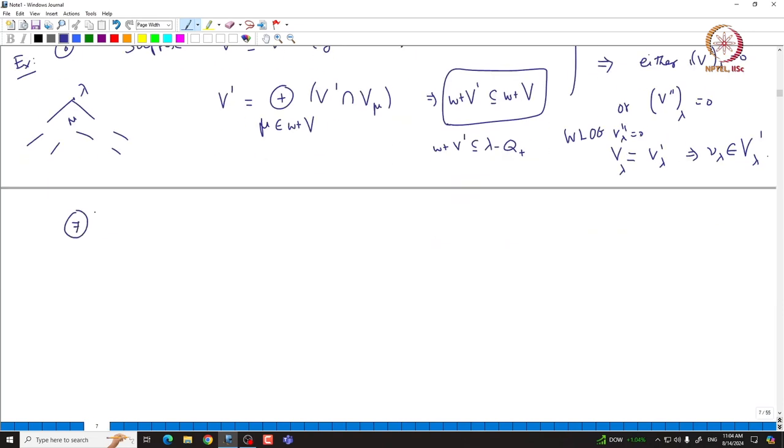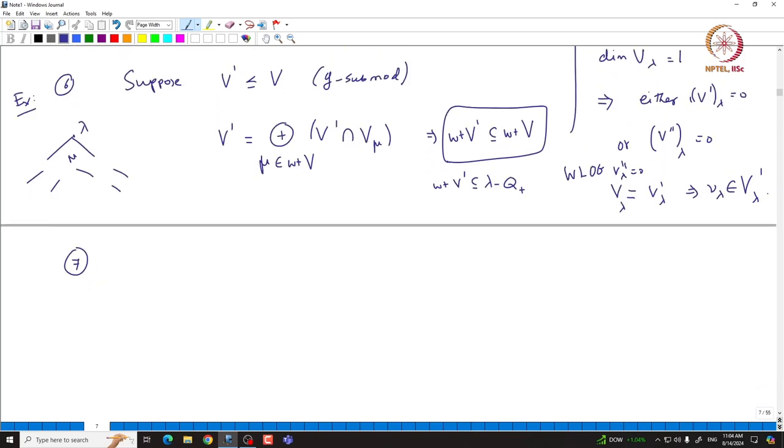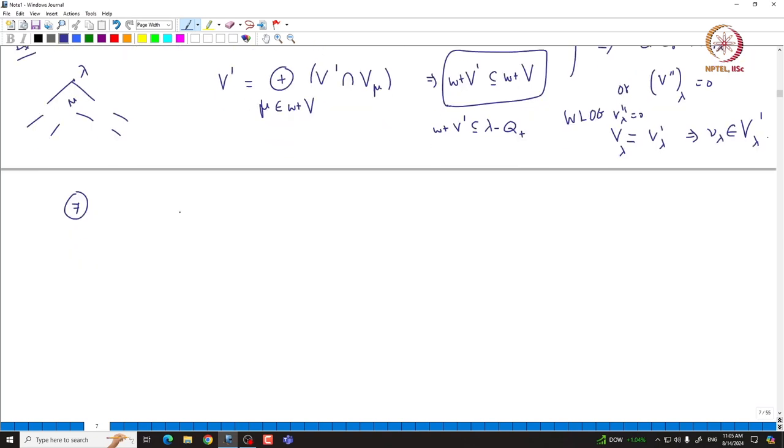We can actually observe the following. If I know the fact that any G submodule is indeed a weight module, then we can talk about the weight decomposition of any submodule. So now let us define the maximal submodule to be the sum of all proper G submodules of Z lambda. Let us call it M lambda.